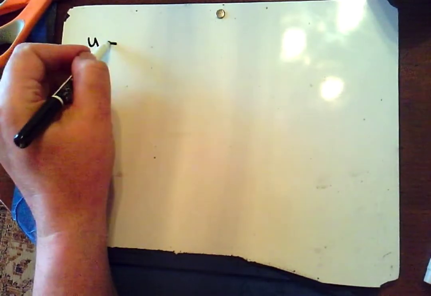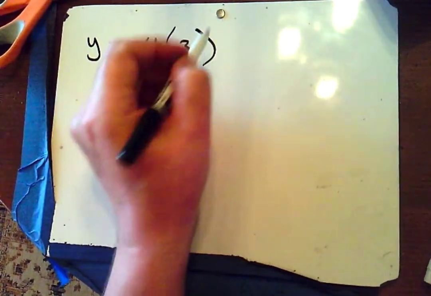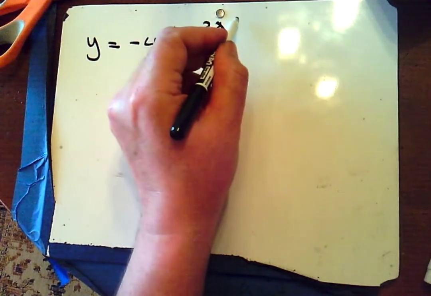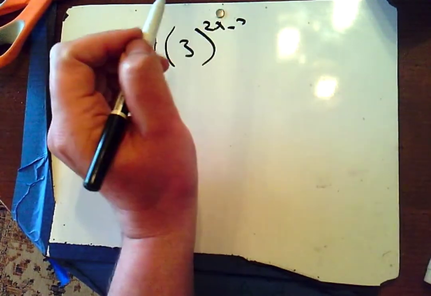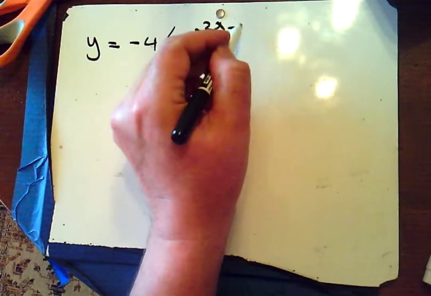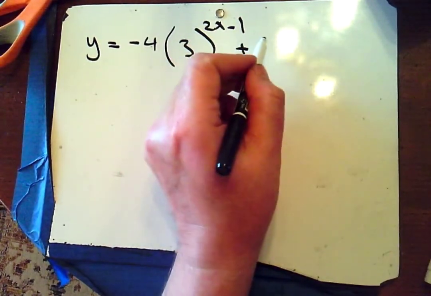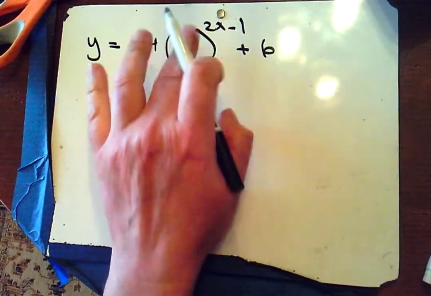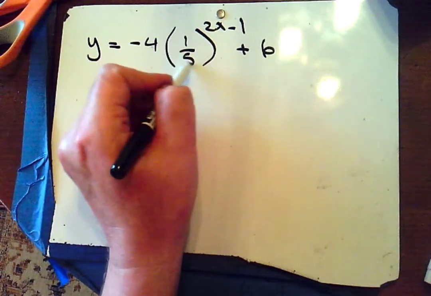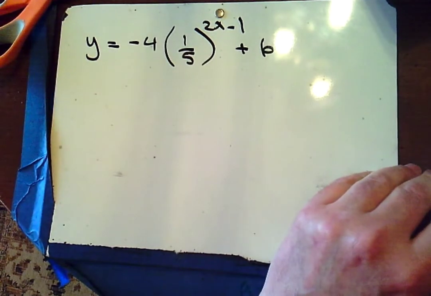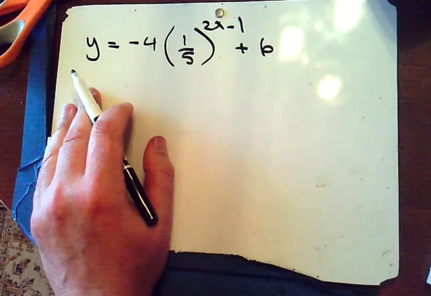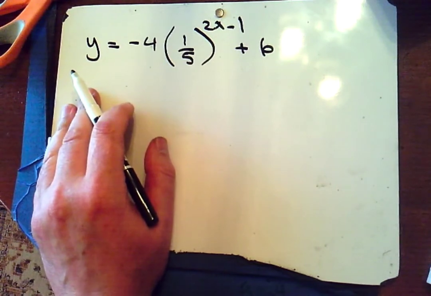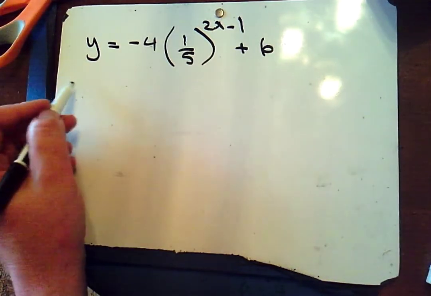Why don't we try one more? Or better yet, why don't you try one more? How about negative 4, 3 to the 2x minus, I want to use a number I haven't used, so I'm going to use 1. And then I'm going to say plus 6. Okay? Please graph. Oh, did I really say 3? No, I'm sorry. I meant 1/5. Okay. So please graph this one. Come back when you're done so we can check answers together.